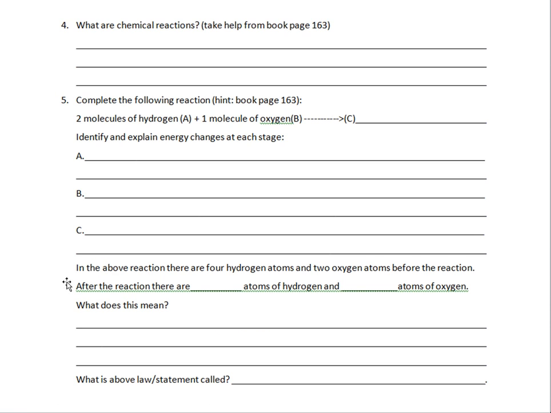And so after the reaction, there are blank atoms of hydrogen and blank atoms of oxygen. What does this mean? What do you think this means? That before the reaction and after the reaction, does the mass change? Does it remain same? You have to answer over here. Okay, and pause the video if you want and write the answer.